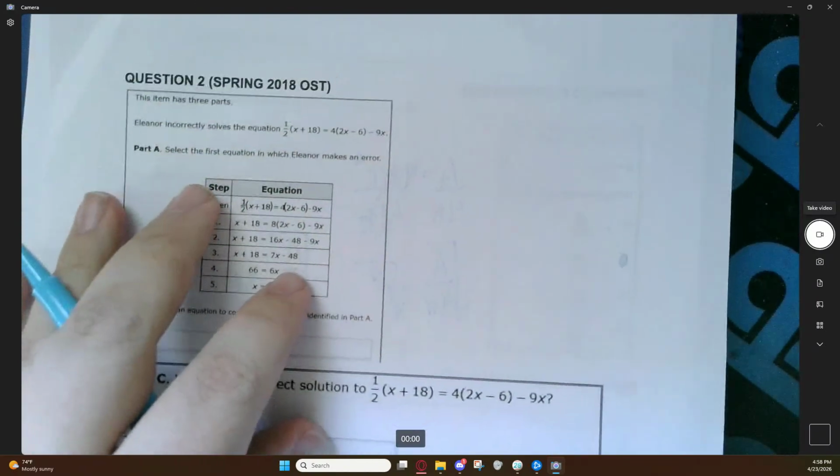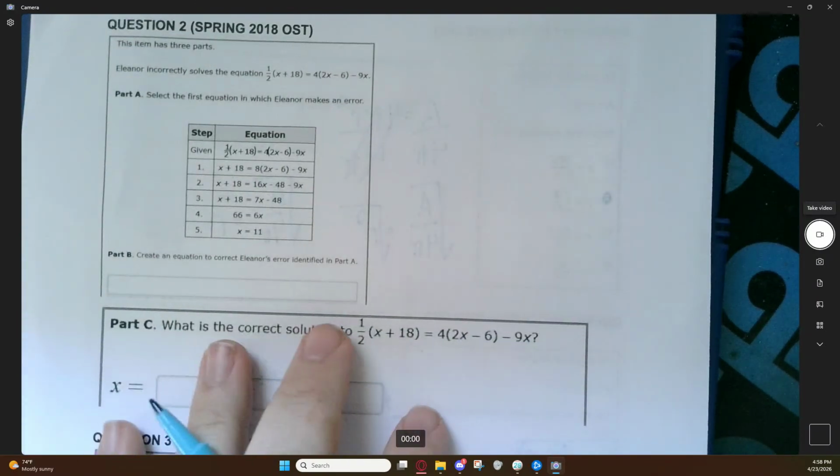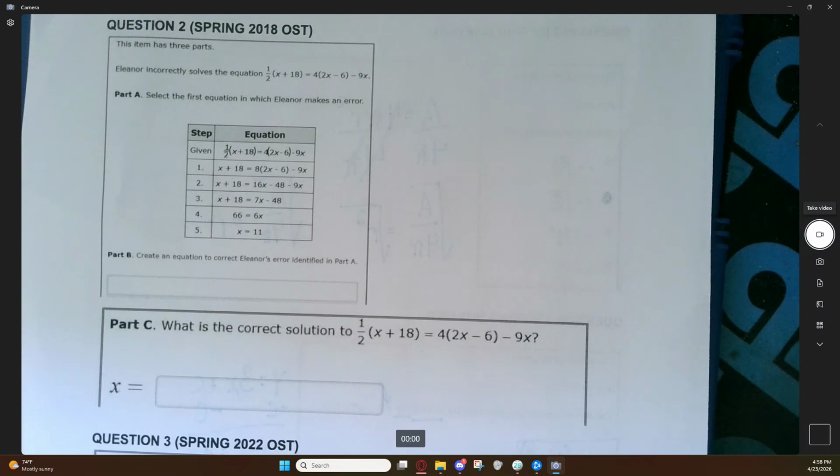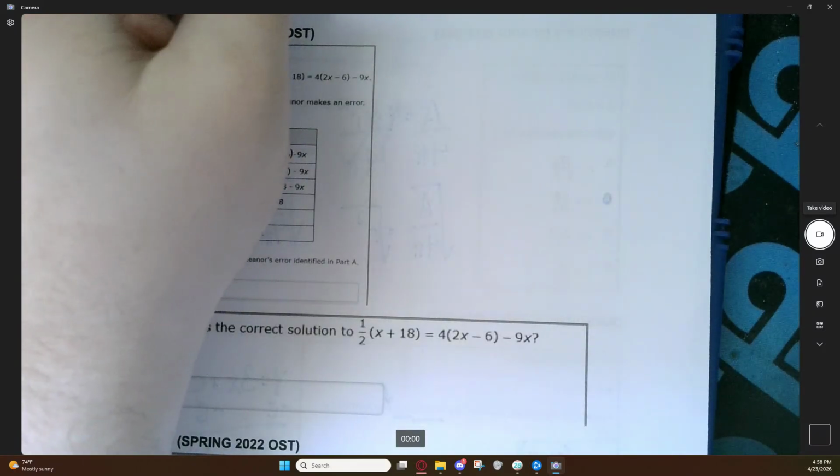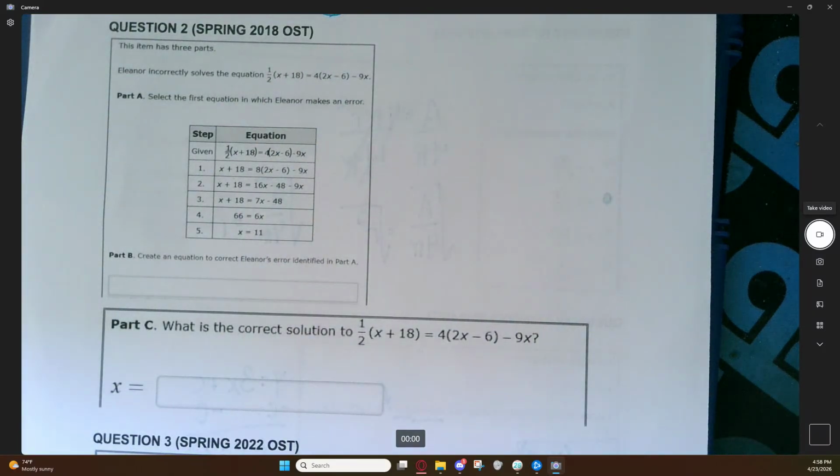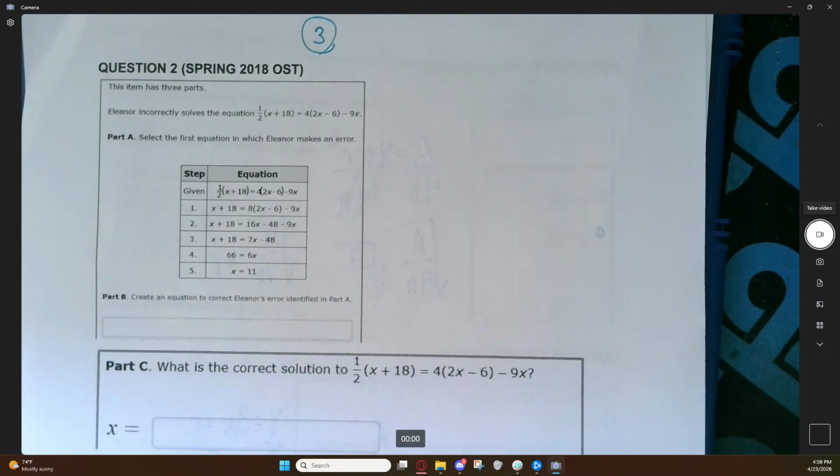All right. Question 2. This item has 3 parts. Okay. When we talk a lot about where are you going to get your 15 or where are you going to get your 24, you can get 3 of those here. That's 20% of the test, of the grade you need to graduate. So let's work on this. This item has 3 parts.